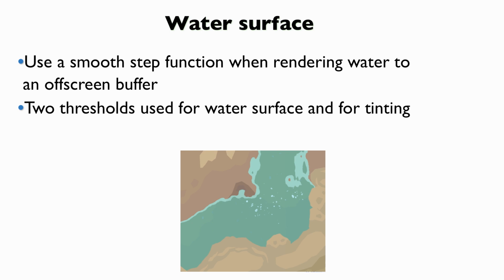But, we use a smooth step function when we render water to the off-screen buffer, and we basically use 2 different thresholds for the surface and for the water, and that gives us our tint. Oh, by the way, you can see the bubbles in this, which was some of the turbulence effects I was talking about before when I said we do some other things in our update job.